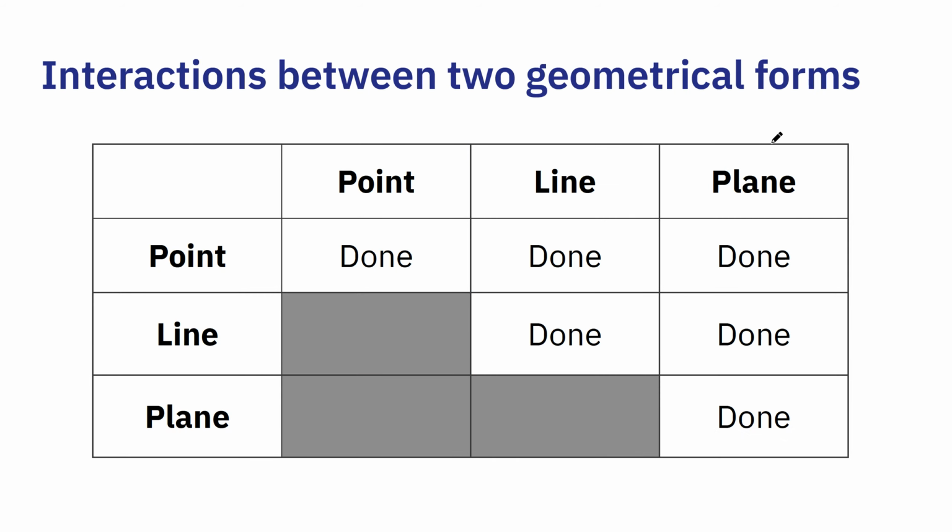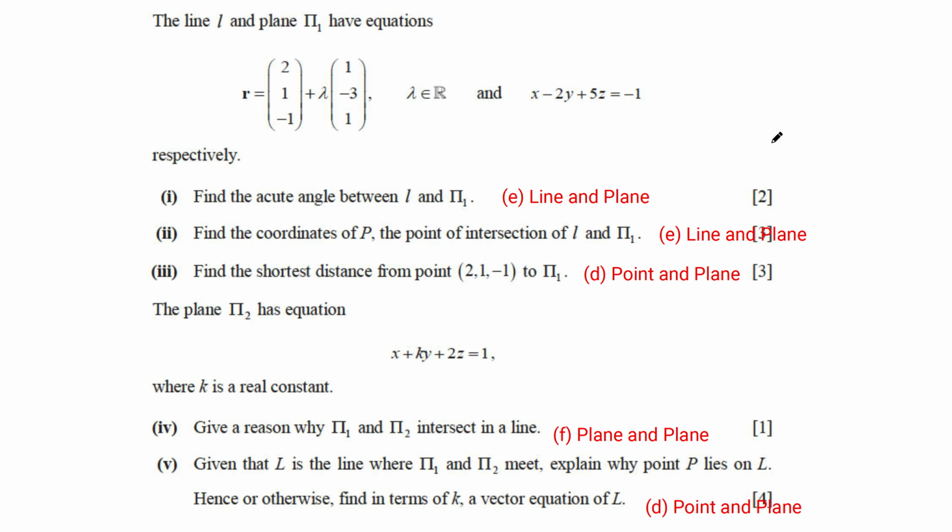So that's it. We have completed all the kinds of interactions that can happen in 3D vectors. So to see how this plays out, let's look at the following sample question. So with the type 2 question just now, we see that the first question here, right, we have a line and a plane. So this is line and plane. Here we have line and plane.